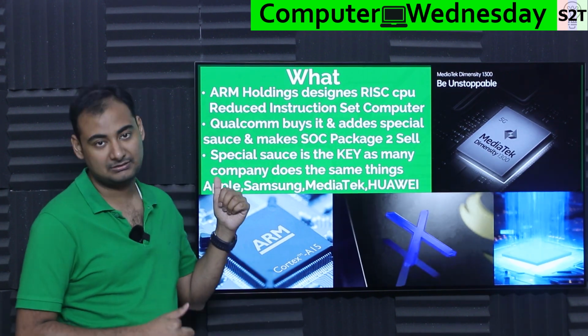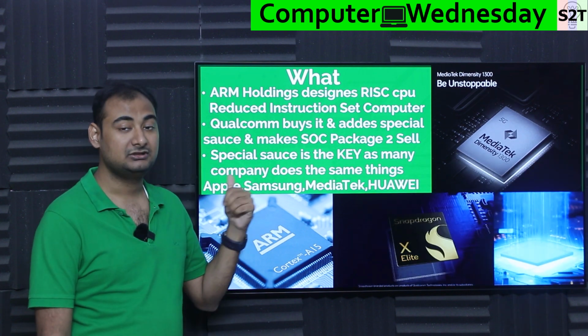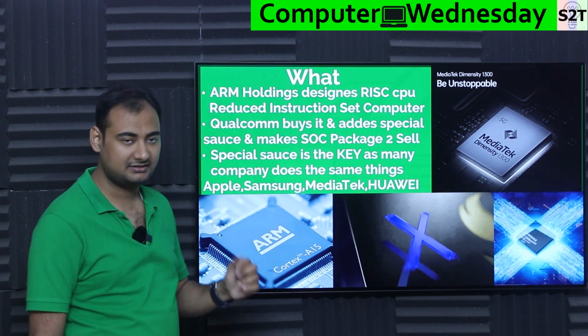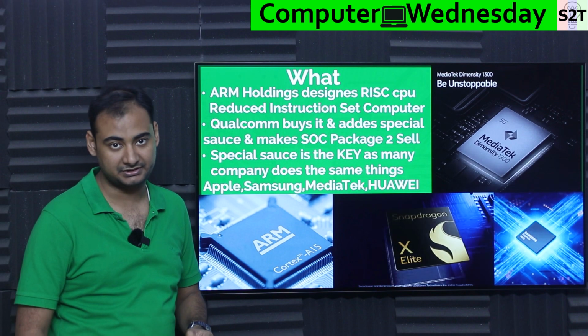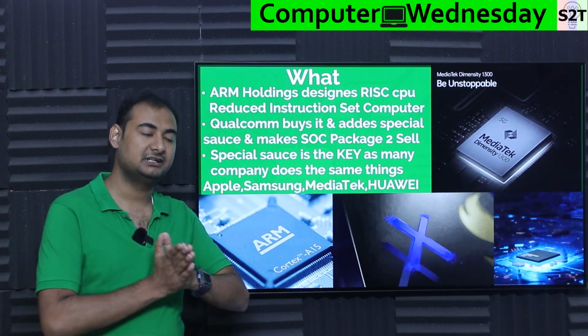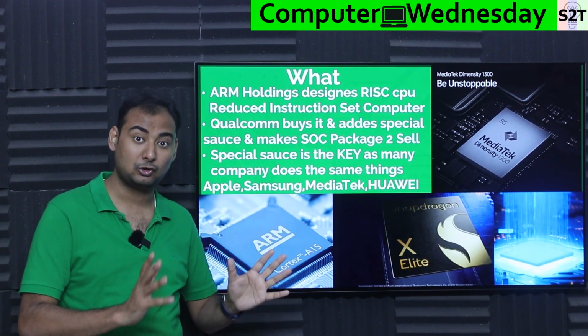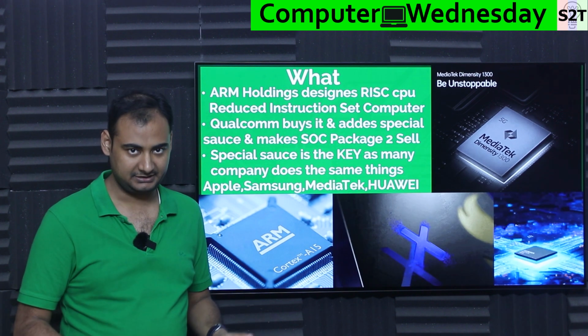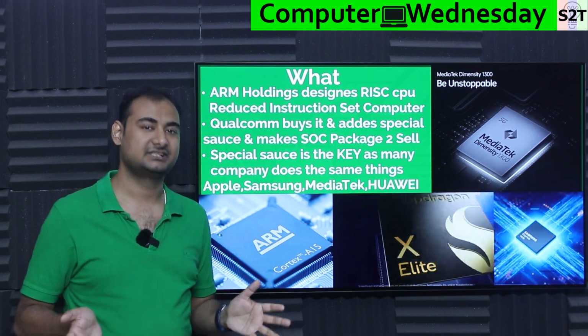The context is that there is a company known as ARM Holdings. Now they design a RISC-based CPU. What is RISC? RISC is reduced instruction set computer. Now you have to understand this: in the early days, just after the Apollo era, computers were being made. But here's the deal. RAM was not a thing.